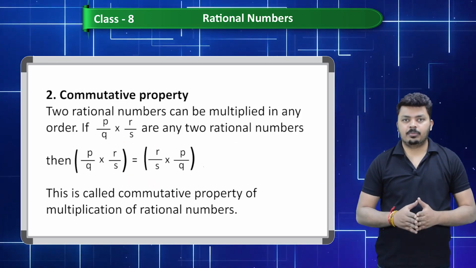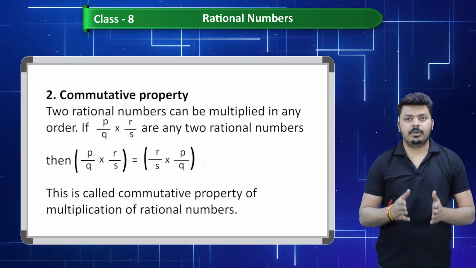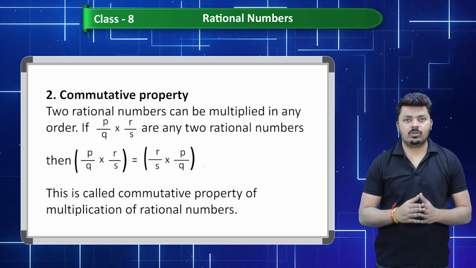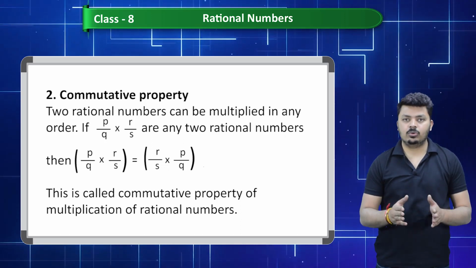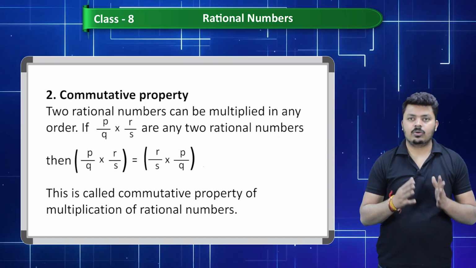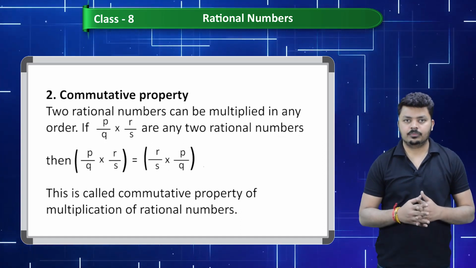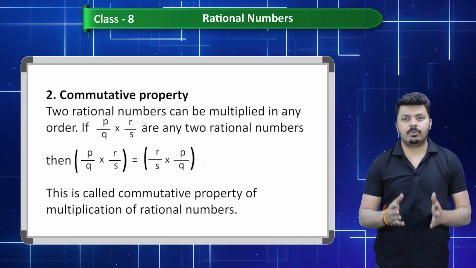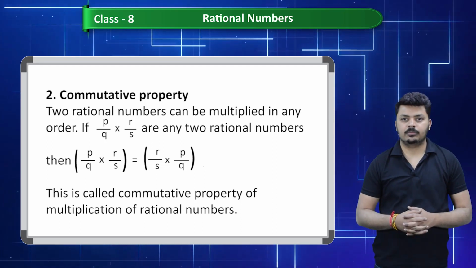Second, commutative property. Two rational numbers can be multiplied in any order. If p by q and r by s are any two rational numbers, then p by q into r by s equals r by s into p by q. This is called commutative property of multiplication of rational numbers.